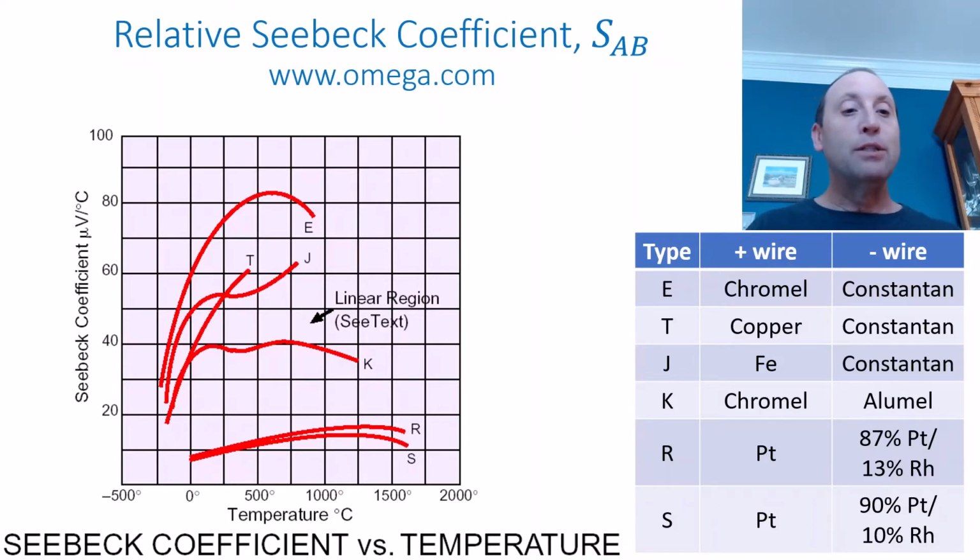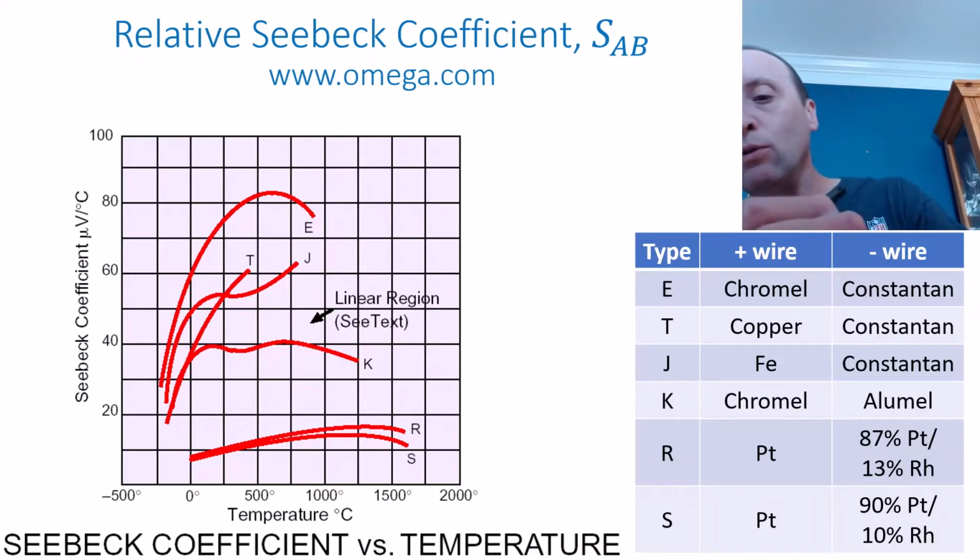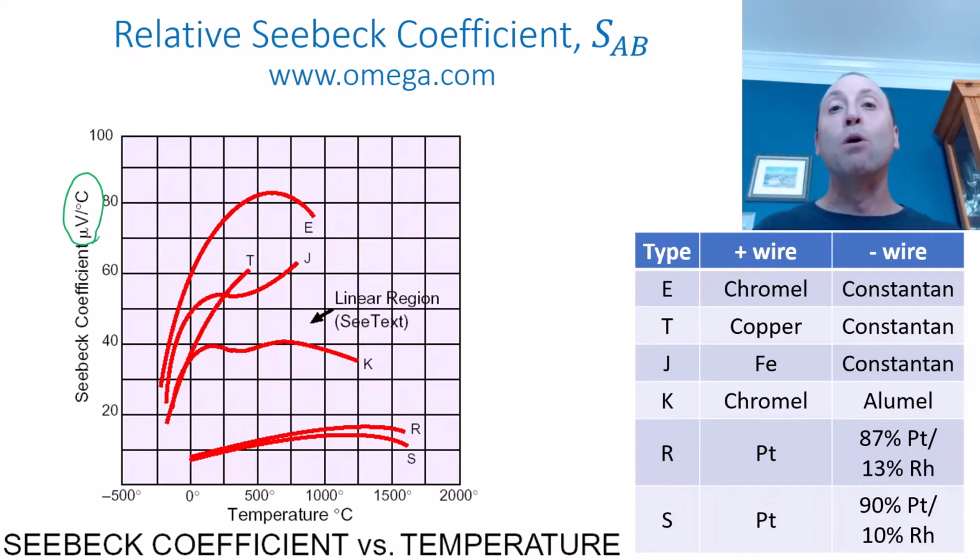And then you can see the other types of common couples that are used, and they're just designated by these letters. K is chromel alumel. Alumel is a nickel aluminum alloy. These Seebeck coefficients are well known. The units here are microvolts per degree Celsius, so they're fairly small voltages, but we can measure voltages at that level pretty accurately and translate that to temperature. Okay, so that's a thermocouple.